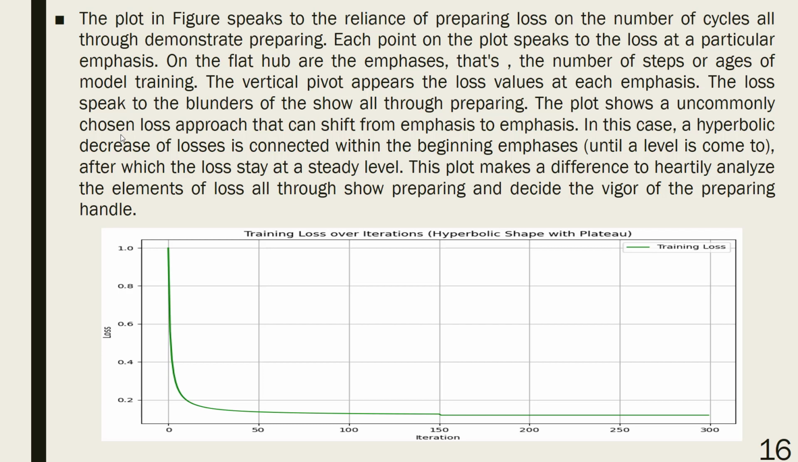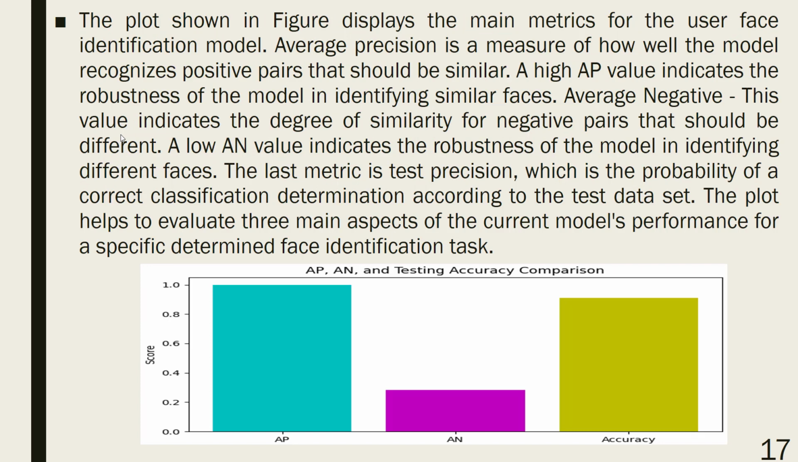The plot and figure represent the dependence of training loss on the number of epochs throughout the training. Each point on the plot represents the loss at a particular iteration. The plot shown in figure displays the main metrics for the user face identification model.